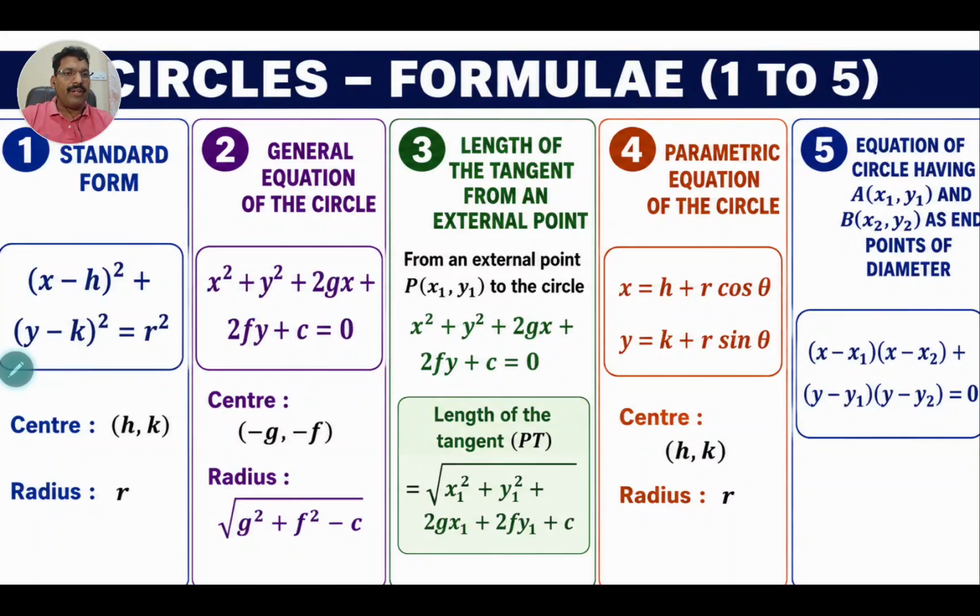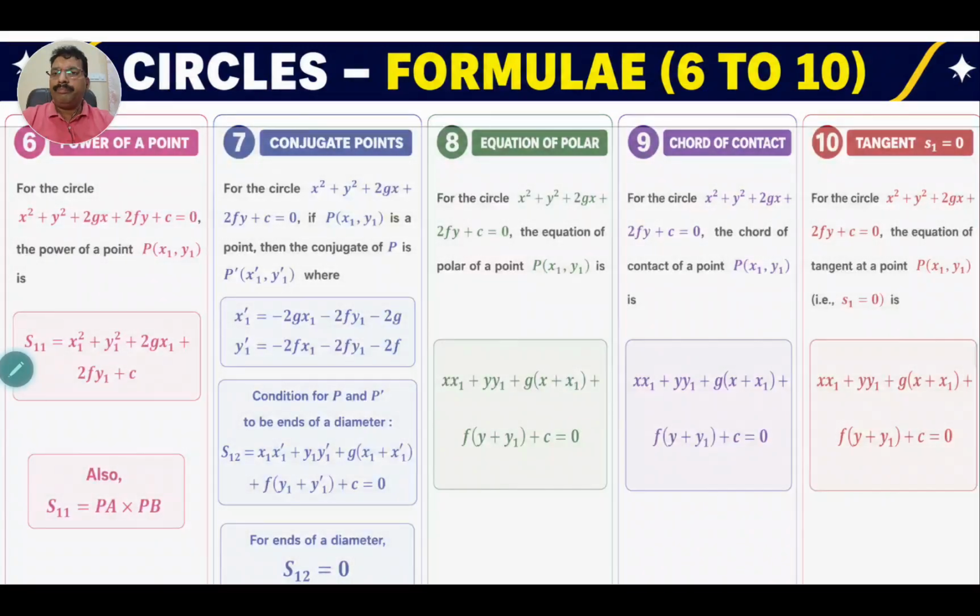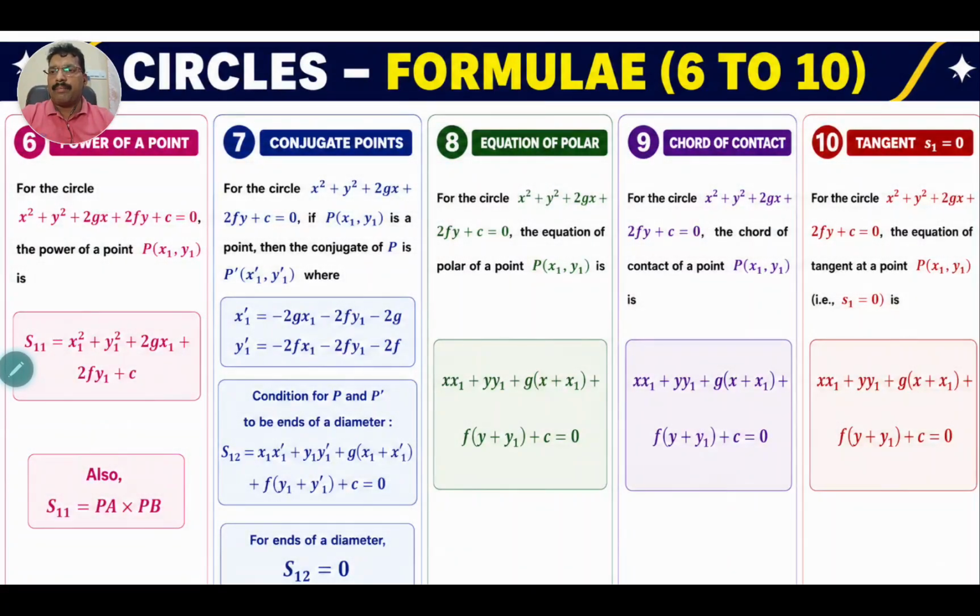Next, formula number 5, equation of the circle having A(x1, y1) and B(x2, y2) as endpoints of a diameter: x minus x1 into x minus x2 plus y minus y1 into y minus y2 equal to 0. Next formula is power of a point for the circle x square plus y square plus 2gx plus 2fy plus c equals 0. Power of the point P(x1, y1) is S11, and we already know the S11 notation: x1 square plus y1 square plus 2gx1 plus 2fy1 plus c.